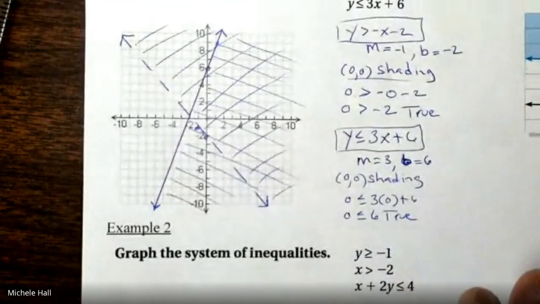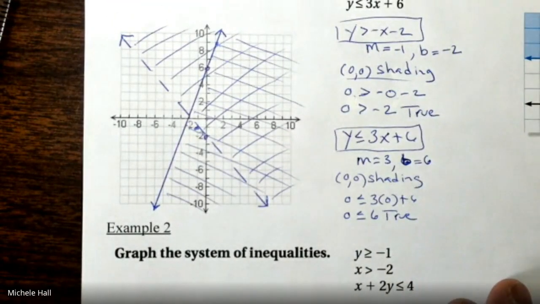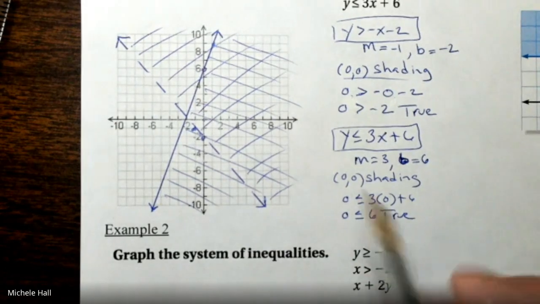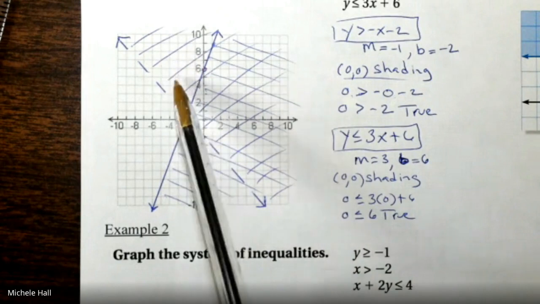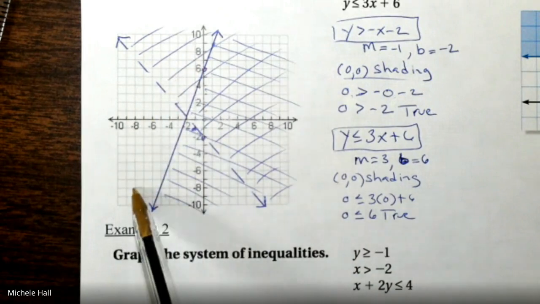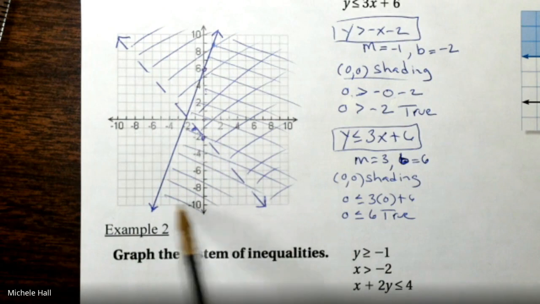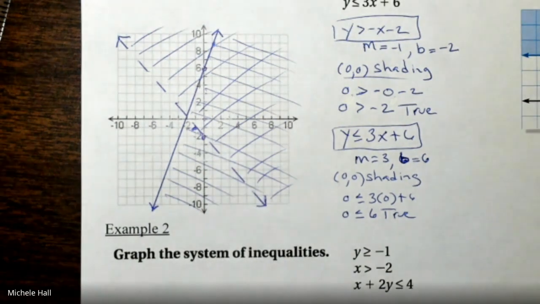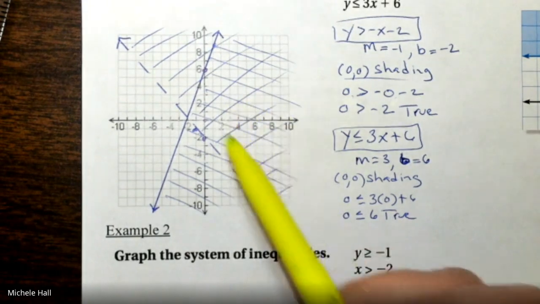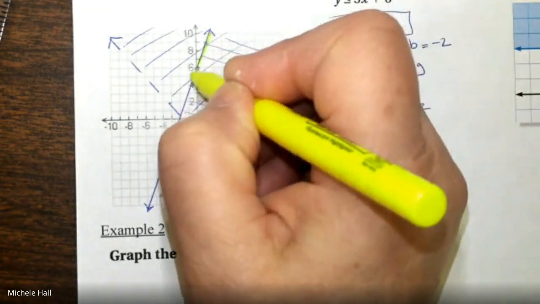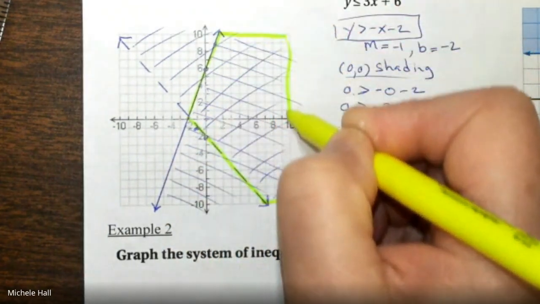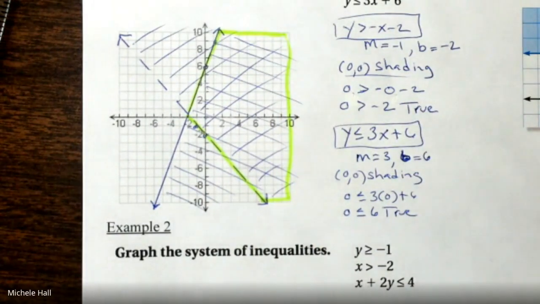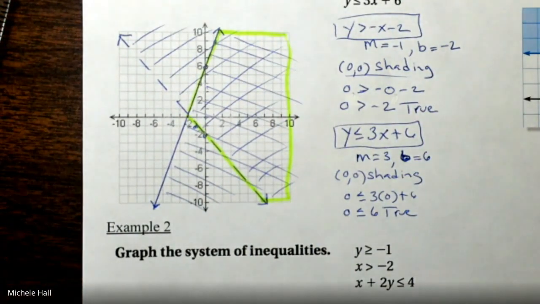All right, where are my solutions? I'm looking for the checker pattern because that is where both of the lines have been shaded. Here, only one of the lines has been shaded. Over here, no lines have been shaded. Here, only one of the lines has been shaded. So my solution is going to be where they're both being shaded, which would be that checker pattern that I created here. So my solution, I can pick any point that is in that region, and it will work for both equations.